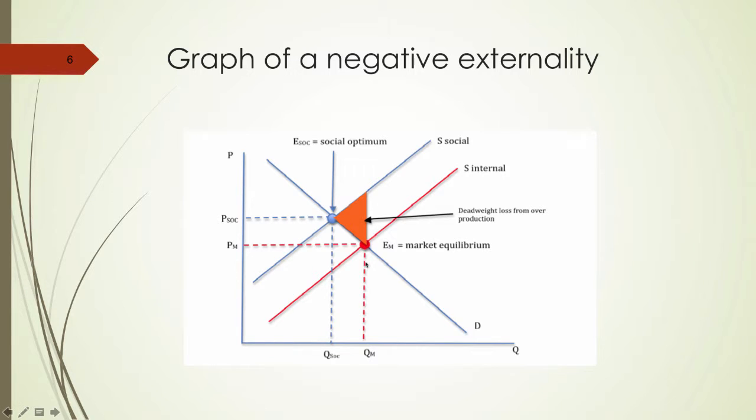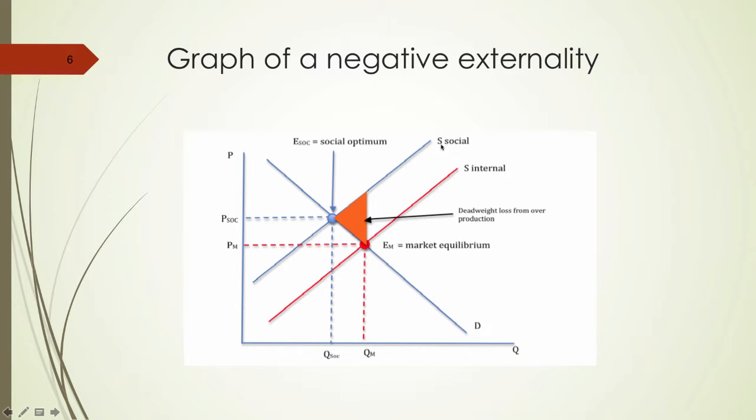Where those two lines cross, we have this red dot, and we drop down and find QM, and then we go across and find PM. This is the market equilibrium price and quantity that would normally occur as a result of this economic activity. But if we take into account the costs from this activity that are put upon society as a whole, society would prefer there to actually be less supply.